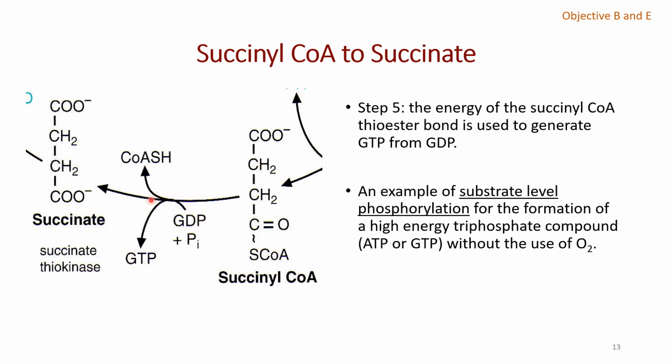And so this is an example of substrate level phosphorylation where you create a nucleotide triphosphate molecule in solution without molecular oxygen. And of course in the process when you break that coenzyme A bond, you have free coenzyme A, and then the product over here is free succinate.